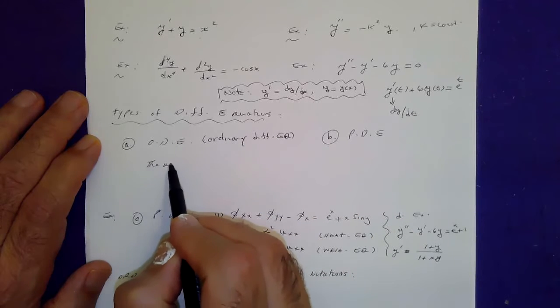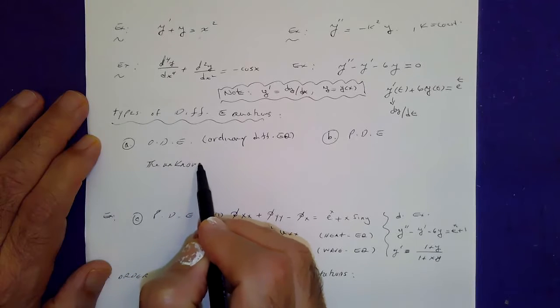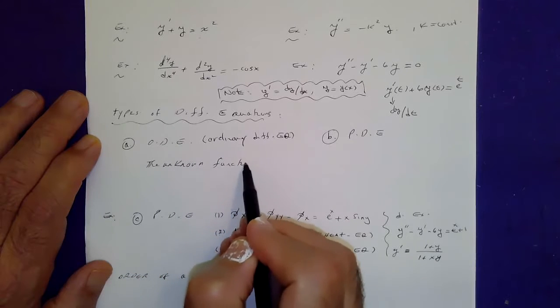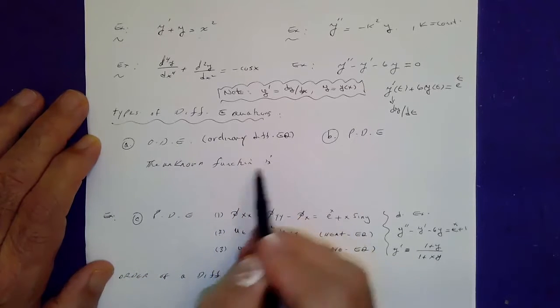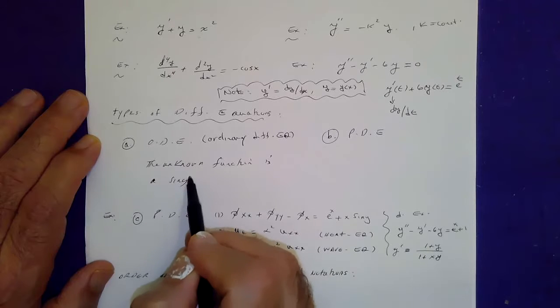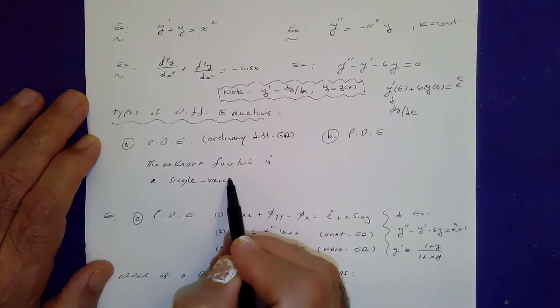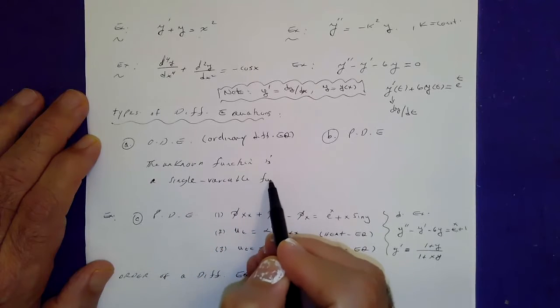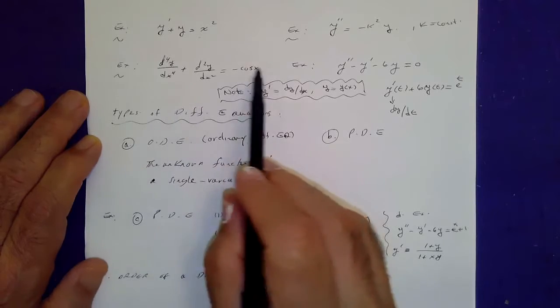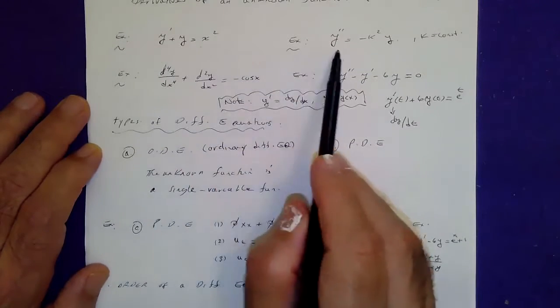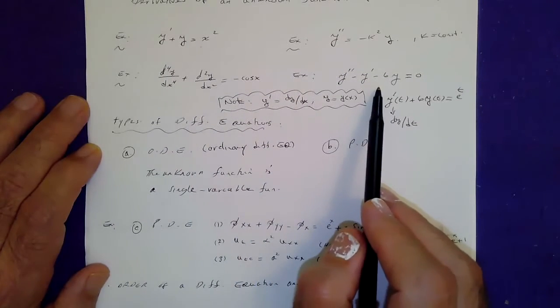The unknown function is a single variable function, such as the examples on top. Notice all of these are functions of x.